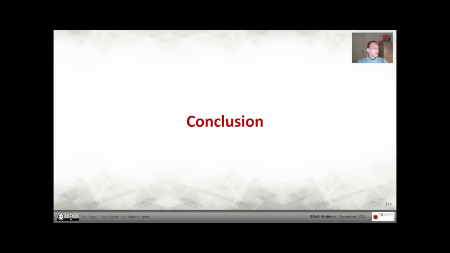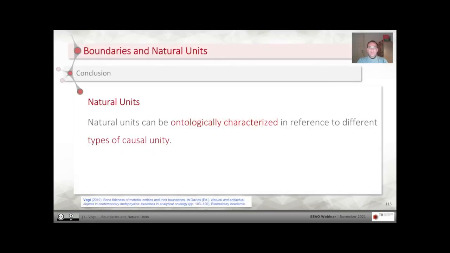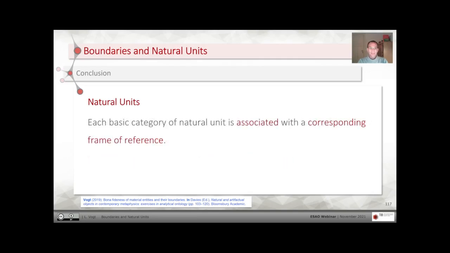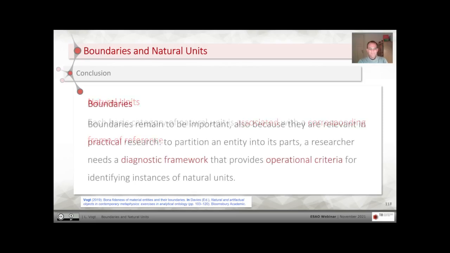So coming to the conclusion, natural units can be ontologically characterized in reference to different types of causal unity. And we can distinguish three different categories of natural units: physical, functional, and historical or evolutionary units. And each basic category of natural unit is associated with a corresponding frame of reference.